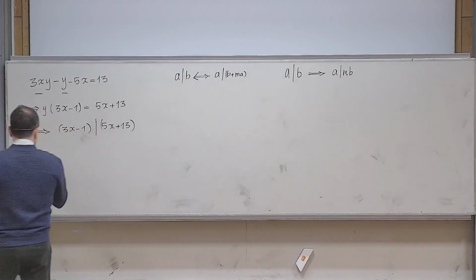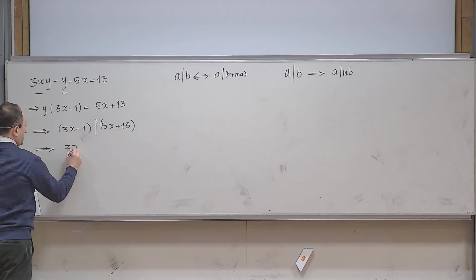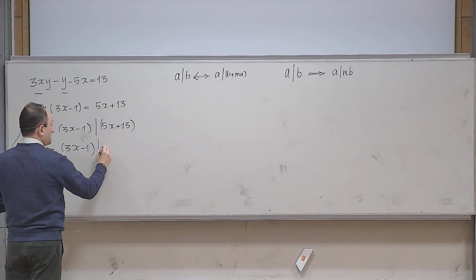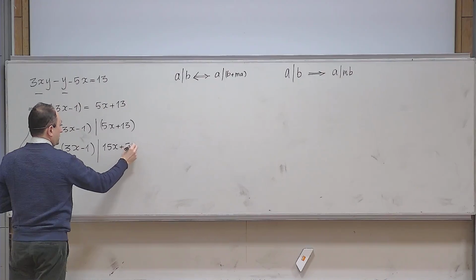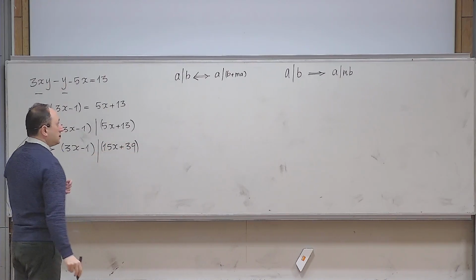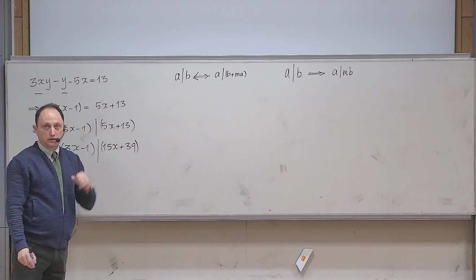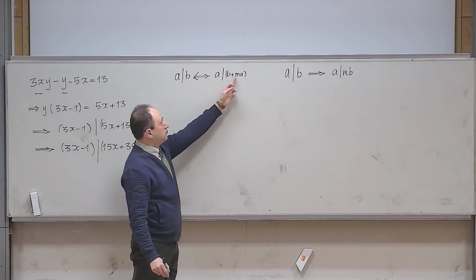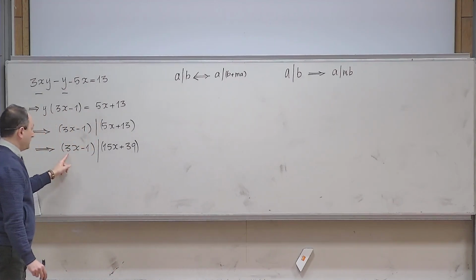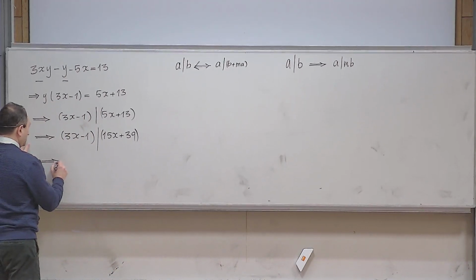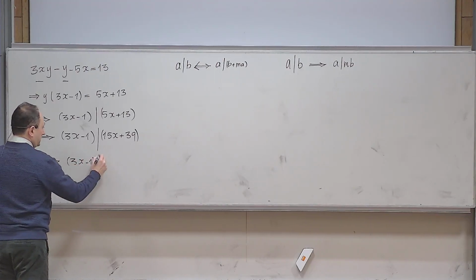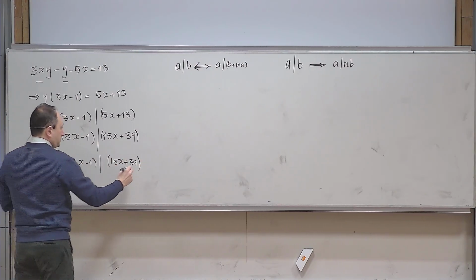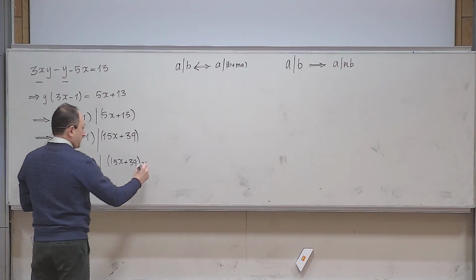So the next step is to copy the left-hand side and multiply the right-hand side by 3. Then this becomes 15x plus 39. From here to here, I am using the second theorem. But now I can use the first theorem again by giving the role of m to negative 5. So from here, I can conclude that 3x minus 1 divides the right-hand side minus 5 times this.